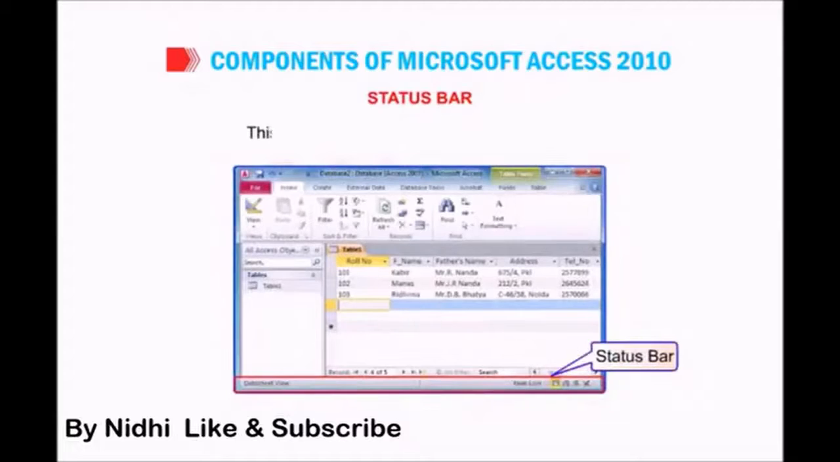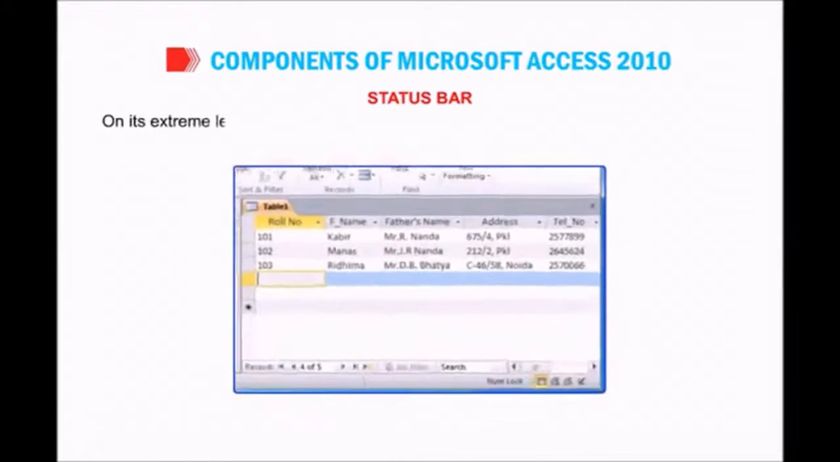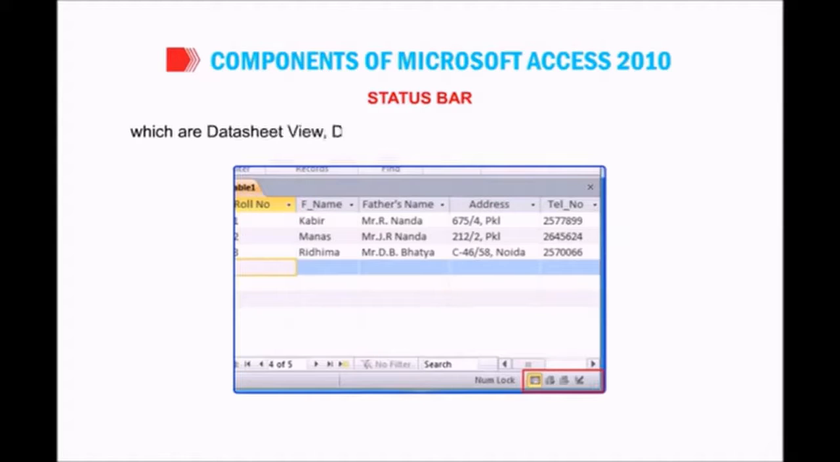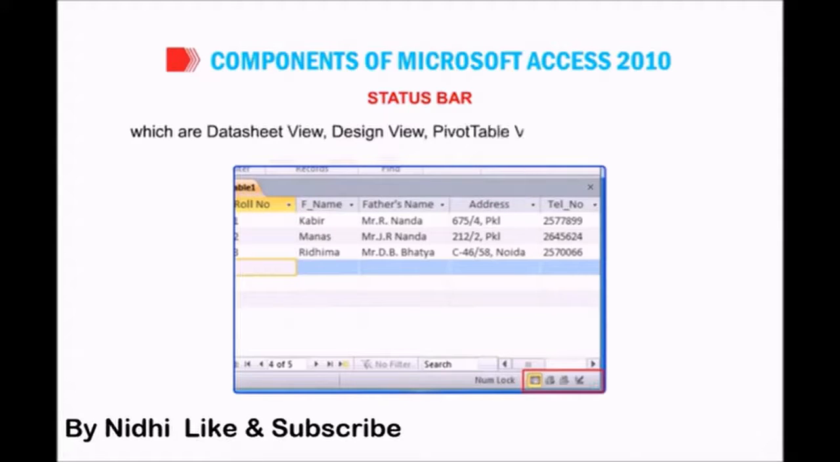Status bar. This bar is located at the bottom of the window. On its extreme left, it displays the name of the current view, and on its right, it displays 4 view buttons, which are Data Sheet View, Design View, Pivot Table View, and Pivot Chart View.